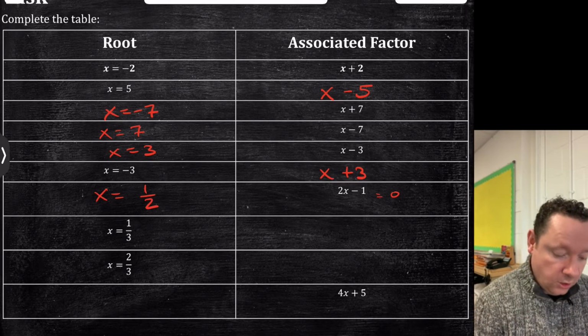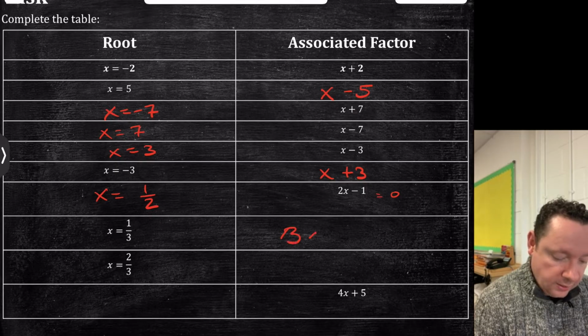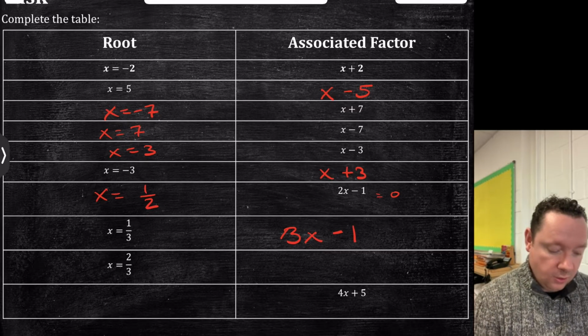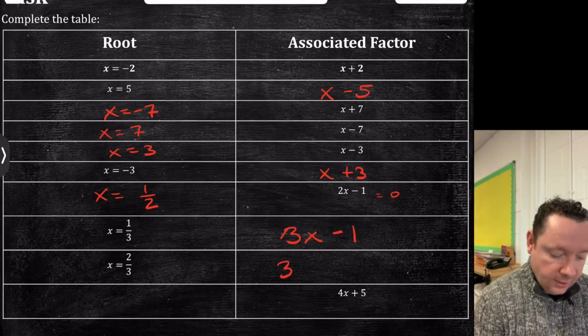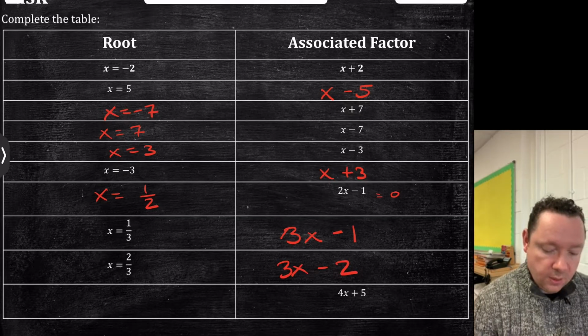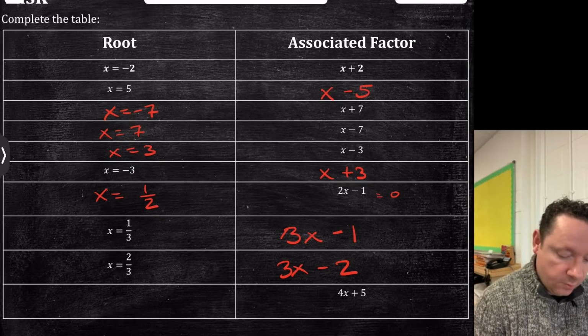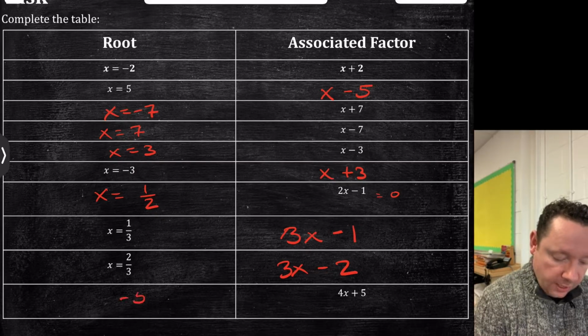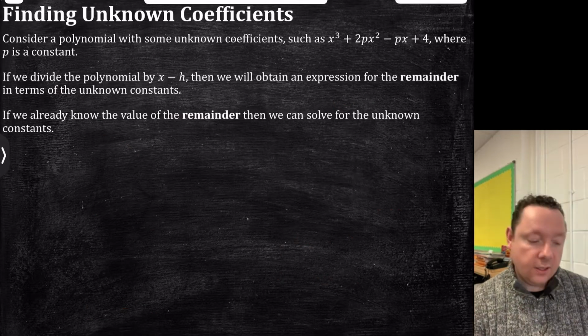If you've got a third, then that means that the factor is 3x minus 1. And you can see that if you make that equal to 0, because that gives you 1/3. 2/3, then you've got 3x minus 2. And then 4x plus 5 would mean we would have minus 5/4.